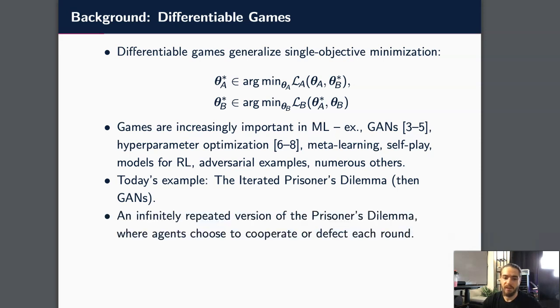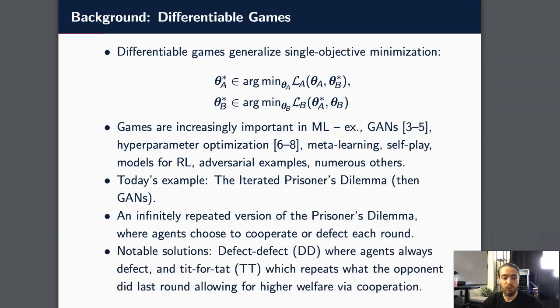The iterated prisoner's dilemma is an infinitely repeated version of the prisoner's dilemma where agents choose to cooperate or defect in each round. Here we have two notable solution modes. There are defect-defect solutions where agents always defect or battle with each other. There are also tit-for-tat solutions where agents repeat what the opponent did in the prior round. Tit-for-tat facilitates cooperation among the agents, allowing for higher welfare.